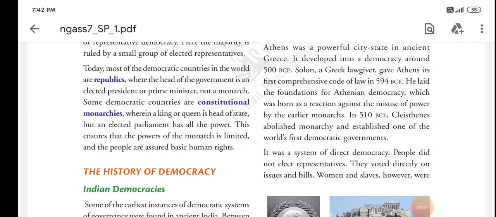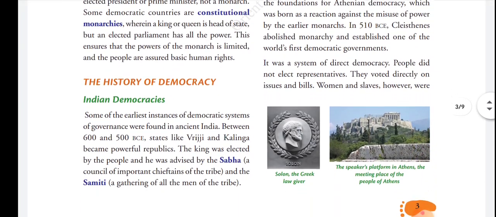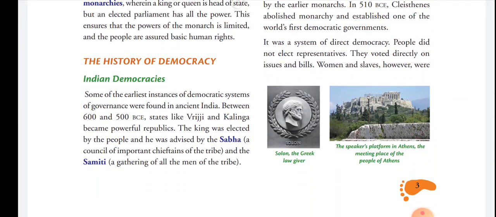Good morning, children. Yesterday I explained the meaning and functions of the government and the different forms of the government. Today I am going to explain the history of democracy.